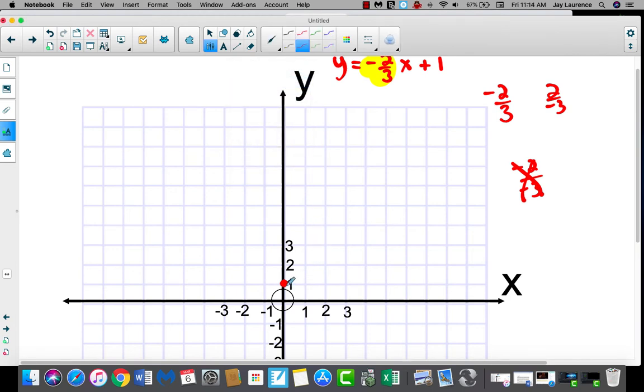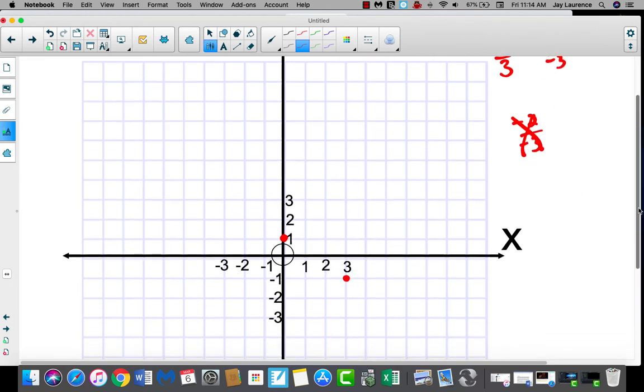So if the numerator is negative, I'm going to go down 2, and then the denominator is positive, so I'll go 1, 2, 3 in the positive direction. And I can do that again. I can get more than 1 point because there's an infinite number of points. Down 2, 1, 2, 3 to the right. I rose negative 2 and then ran positive 3.